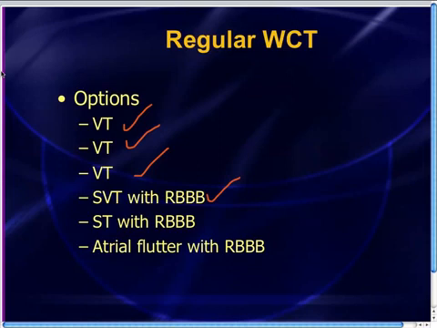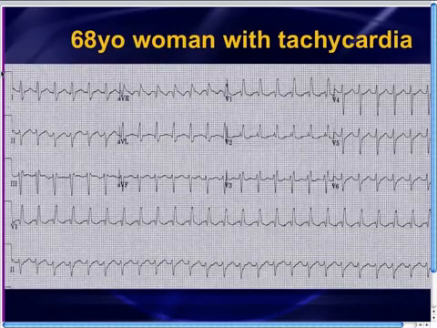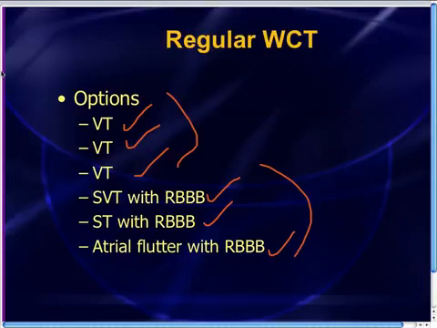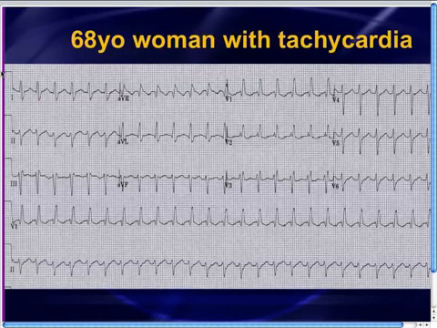You can also consider the possibility of an SVT with a bundle branch block pattern, and in this case this would be a right bundle branch block pattern because she's got an RSR prime in V1, and of course that's assuming that it's a bundle and not VTach. And then you can think about sinus tachycardia with the right bundle, atrial flutter with a right bundle branch block pattern. So two big distinctions here: is this ventricular tachycardia, or is this just simply some type of supraventricular issue with a right bundle branch block pattern? And the treatments and the inpatient workup are going to be very, very different.